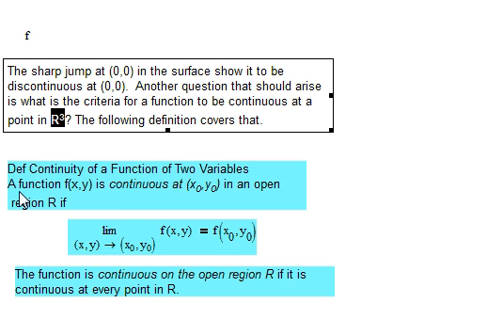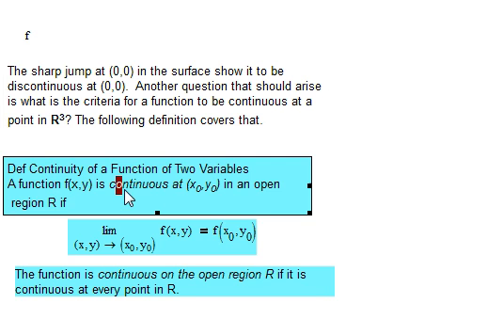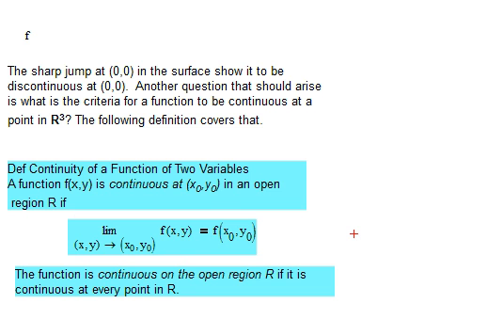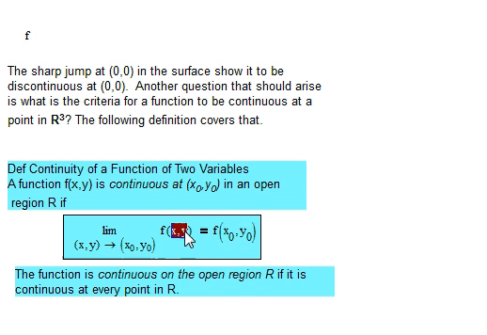Continuity of a function of two variables. A function f of x, y is continuous at the point x sub 0, y sub 0 in an open region R. Open means it doesn't contain its boundary. If the limit as x, y approaches the point x sub 0, y sub 0 of f of x, y is equal to f of x sub 0, y sub 0. And that means it doesn't matter what path, we get the same limit.